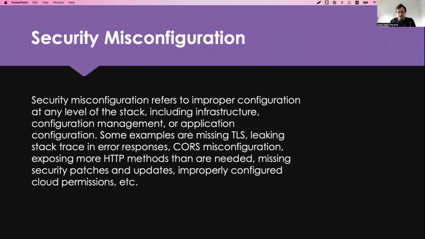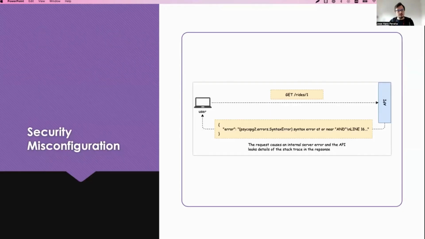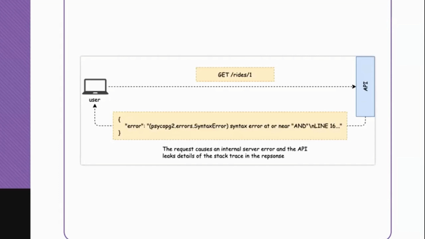Next one is security misconfiguration. This refers to any kind of configuration around the API. It can be configuration of our infrastructure, S3 buckets, database. In terms of the API, it includes things like enforcing TLS, CORS policies, making sure that every URL path only exposes the HTTP methods that it's supposed to expose. So if a certain URL path is only supposed to expose a GET method, let's make sure we don't expose any others. Important here also, make sure we don't leak stack trace in our error responses.